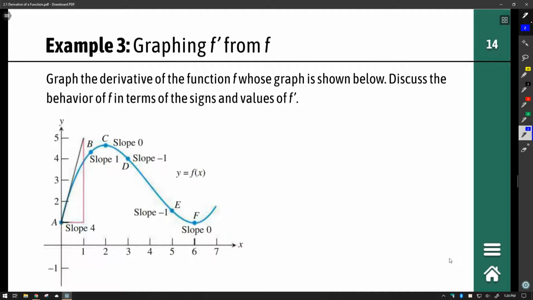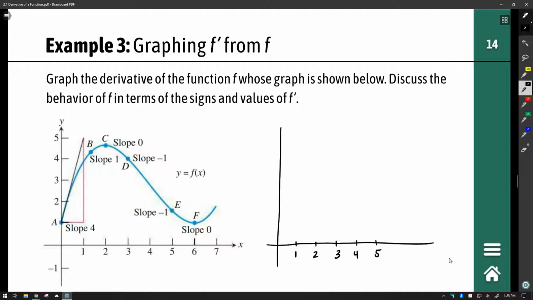Let's try graphing the derivative of a function f, whose graph is shown here, and we want to discuss the behavior of f in terms of the signs and values of f prime. So first, let's give ourselves an xy coordinate plane that tries to mimic what we have in the graph to the left. We're going to label the x-axis 1, 2, 3, 4, 5, 6, 7, and let's label the y-axis up to 5. So 3, 4, 5. This is the y-axis.